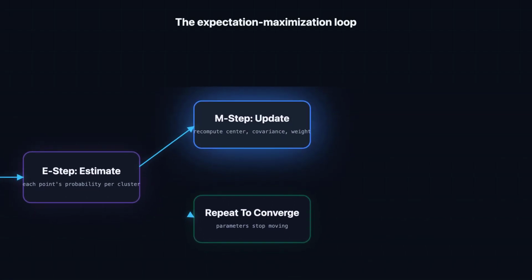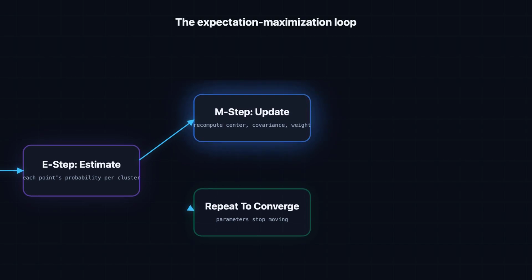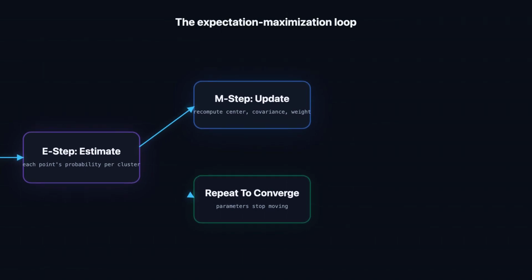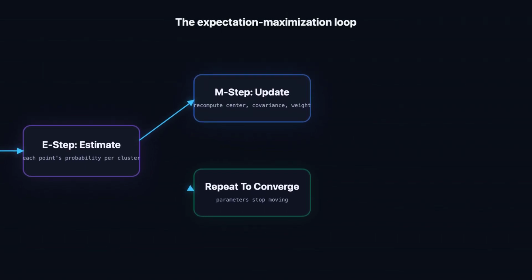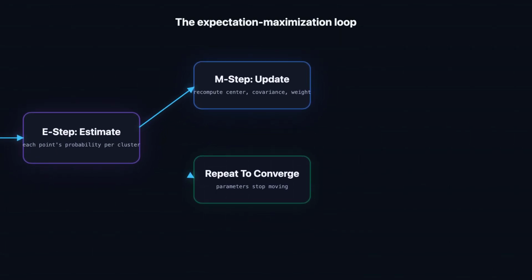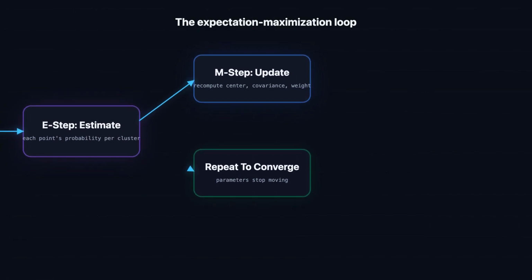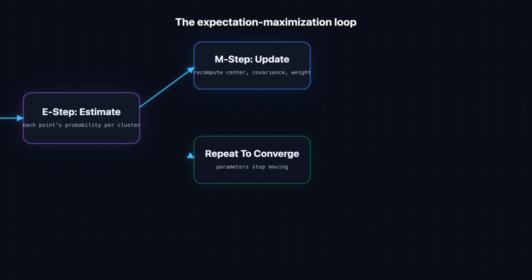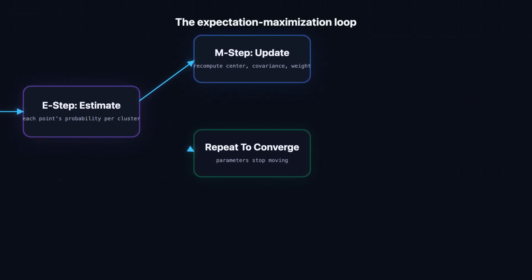Now the maximization step. Using those soft memberships as weights, recompute each Gaussian's parameters. Its center drifts toward the points that claim it most, its covariance reshapes to match their spread and tilt, and its weight reflects how much of the data it now owns. The Gaussians shift to fit the evidence they were just handed.